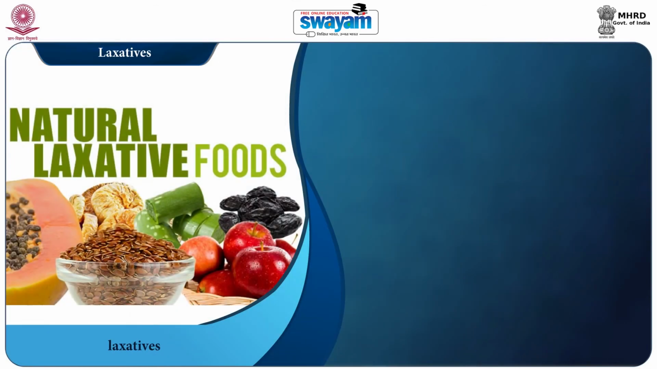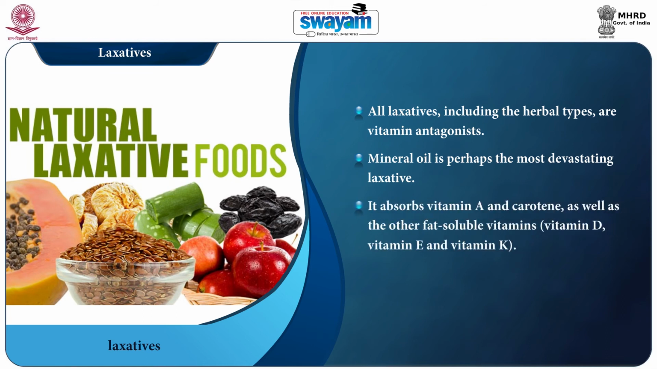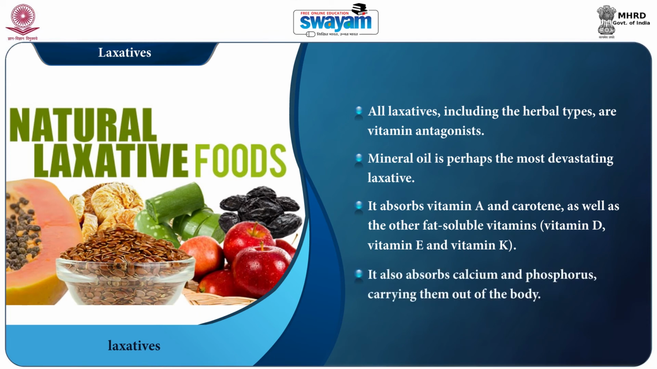Now, coming to laxatives, all laxatives including the herbal types are known to be vitamin antagonists. Mineral oil is perhaps the most devastating laxative. It absorbs vitamin A and carotene as well as the other fat soluble vitamins, that is vitamin D, E and K. It also absorbs calcium and phosphorus, carrying them out of the body.